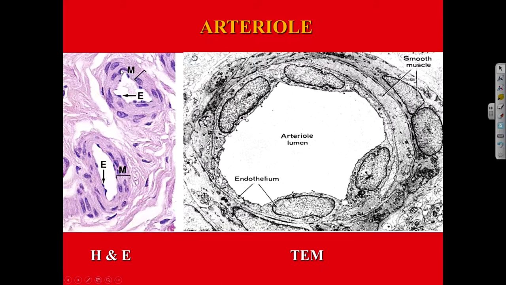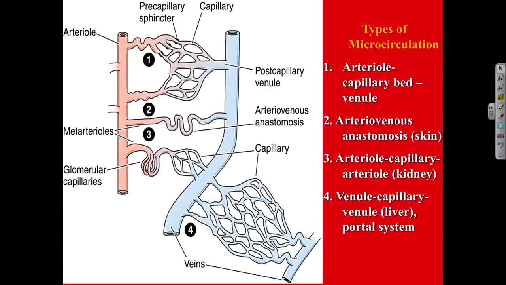Here it is in electron micrograph. You can see 1 or 2 layers of smooth muscle. 1, 2. Okay, so again, that makes it an arteriole. So we went from the largest elastic arteries, then distributing or muscular arteries, then arterioles. And then from the arteriole level we get to the capillaries, and then we get into the venous system.